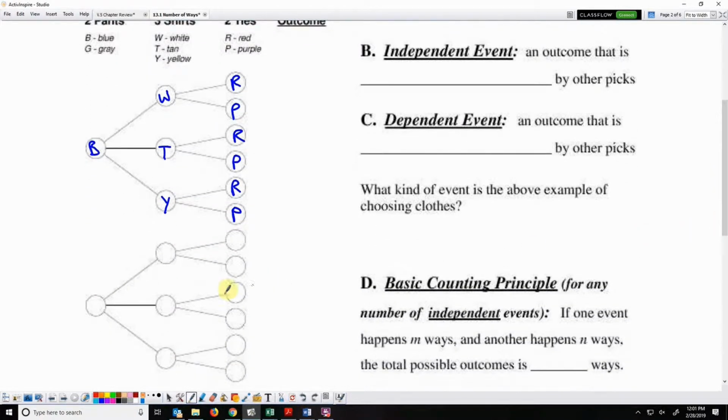Mr. Hill also has a pair of gray pants with which he could wear a white, tan, or yellow shirt, and with each combination there he could wear a red or purple tie. So that's a total of 1, 2, 3, 4, 5, 6, 7, 8, 9, 10, 11, 12 different outfits that Mr. Hill could put together with that combination of clothing.